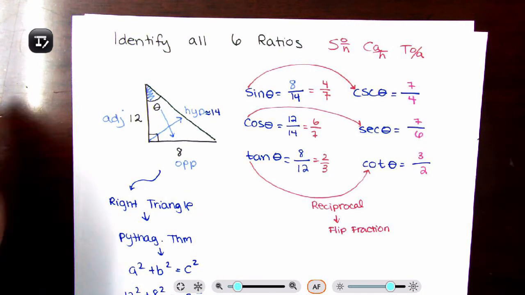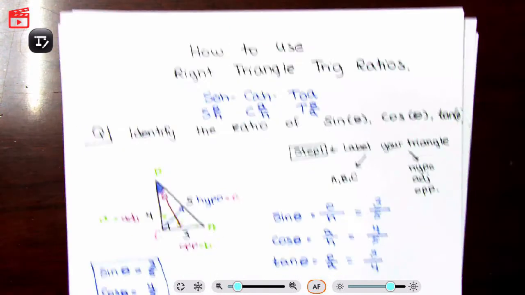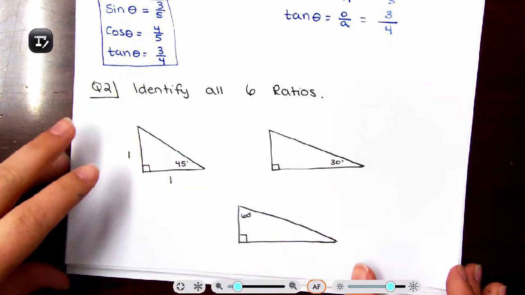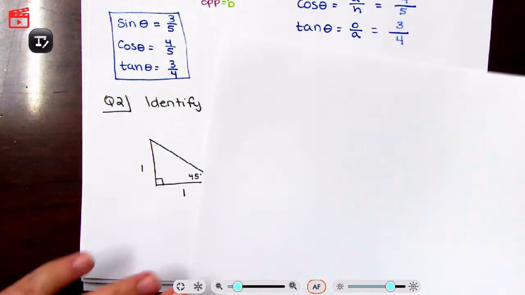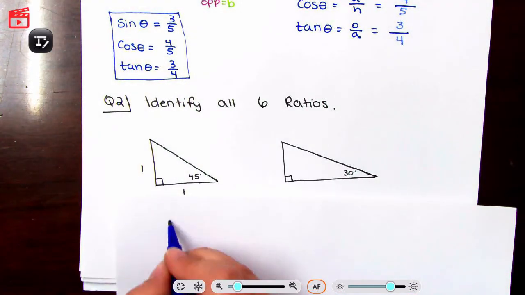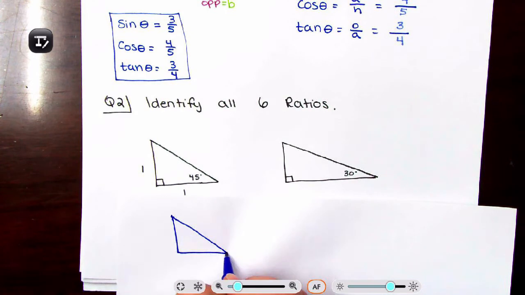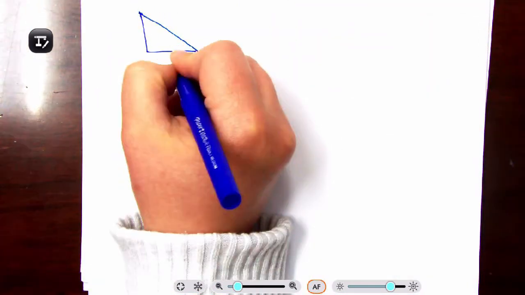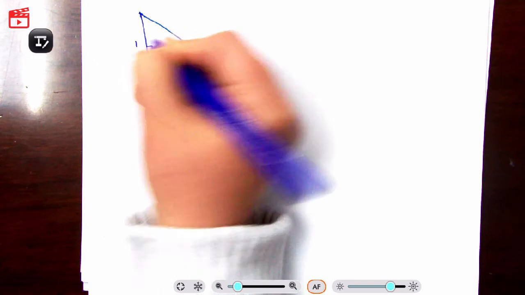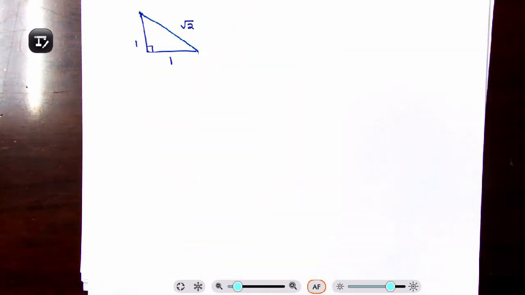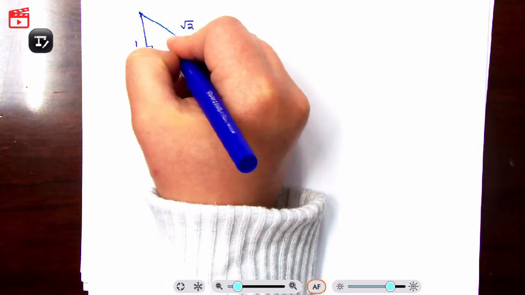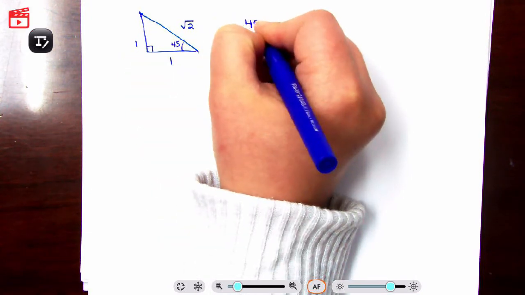Let's go back real quick to these here that we wanted to do. It says identify all of these 6 trig ratios. I'm going to do these 2 on a separate sheet of paper. It gives me a little bit more space. So we have a 45, 45, 90 triangle. We have 1, 1, and this is what? √2. This is your 45, 45, 90 triangle.